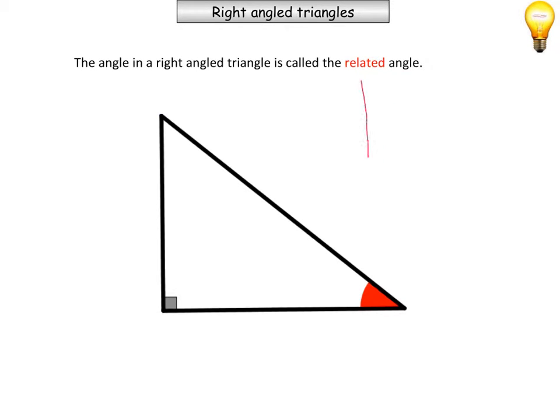So the related angle is this angle here. Sometimes we call it by its vertex, sometimes we call it by its pronumeral. We might sometimes call it theta, and it's pronounced T-H-E-T-A, a Greek letter. Sometimes alpha, sometimes beta, sometimes gamma, any type of pronumeral that symbolizes that missing angle.